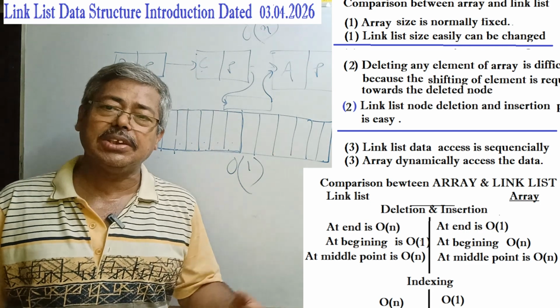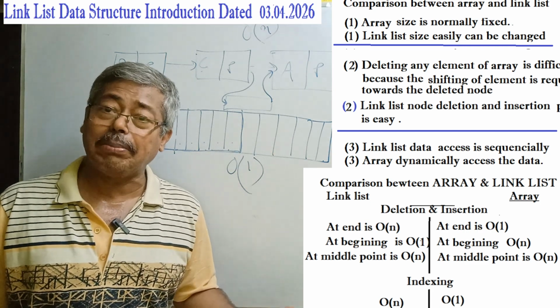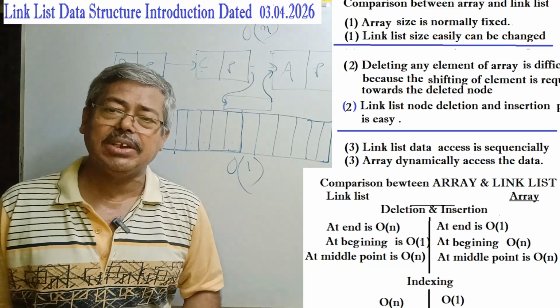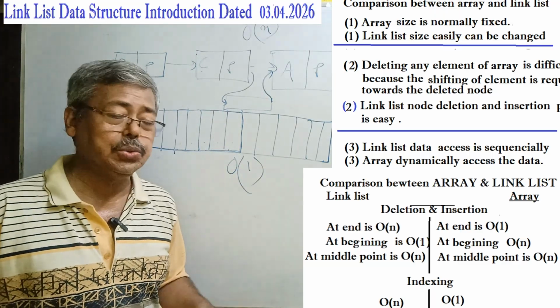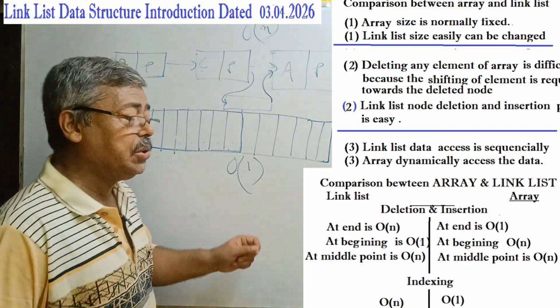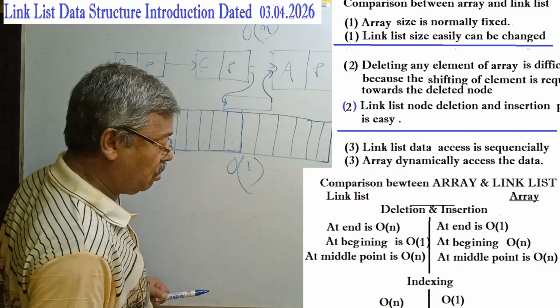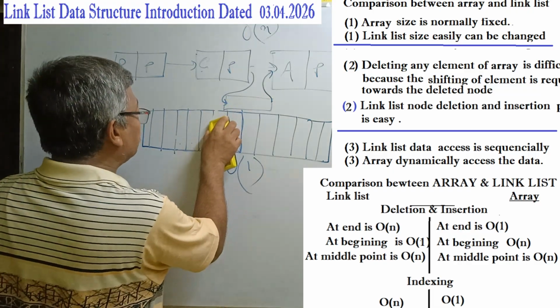And the time complexity is, of course, order of n in case of a linked list. And in an array, it is more difficult, because if we want to enter any node or to delete any node in the array, then there should be a vacant position.